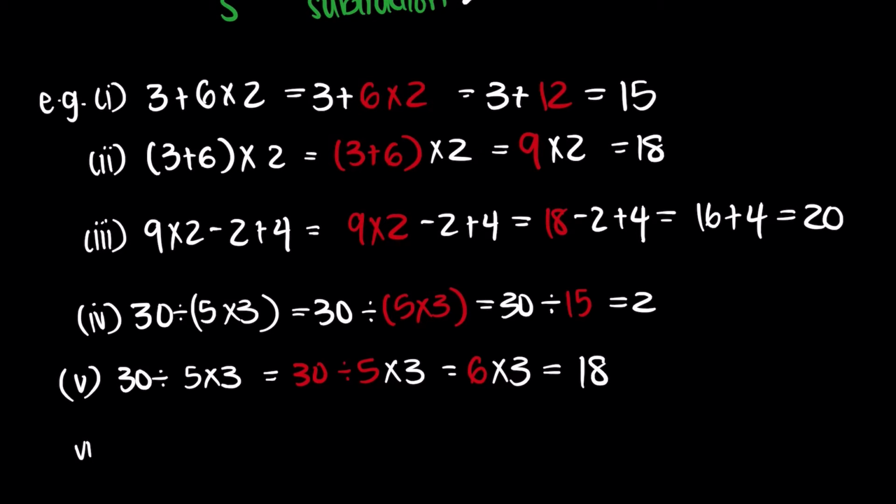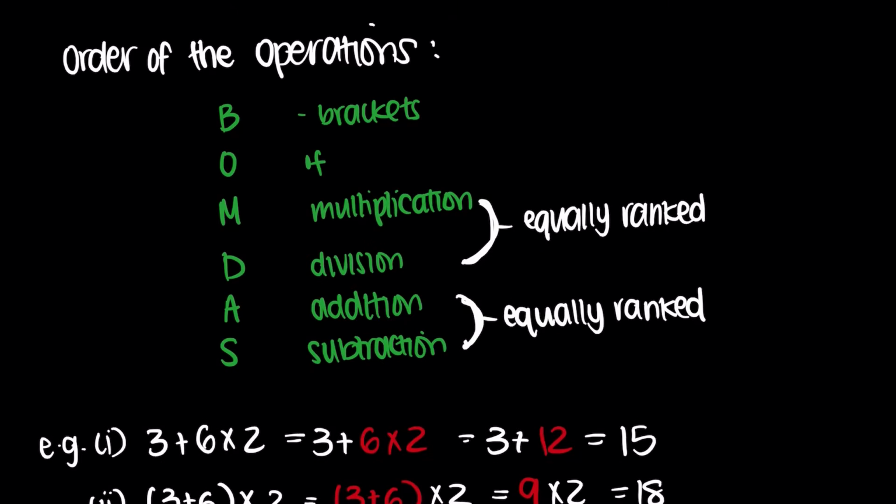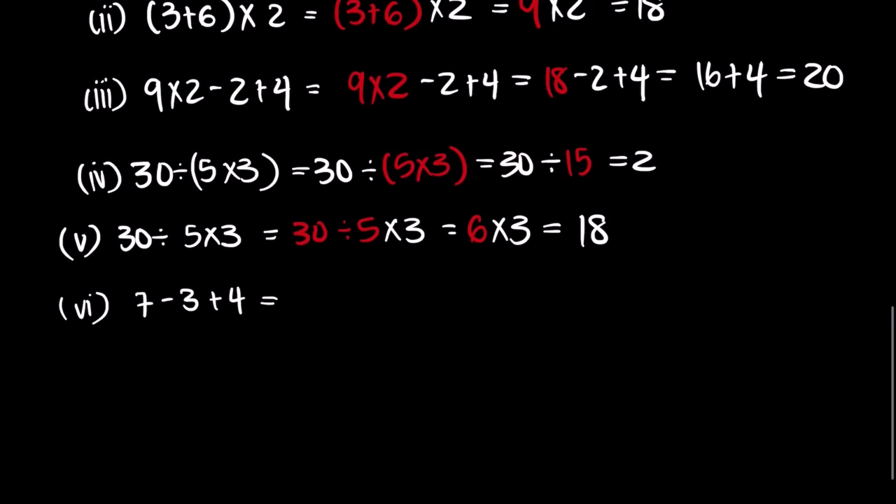And the last example of this type. 7 minus 3 plus 4. Subtraction and addition are equally ranked. So we go from left to right and do 7 minus 3 first, which is 4. And 4 plus 4 is 8.